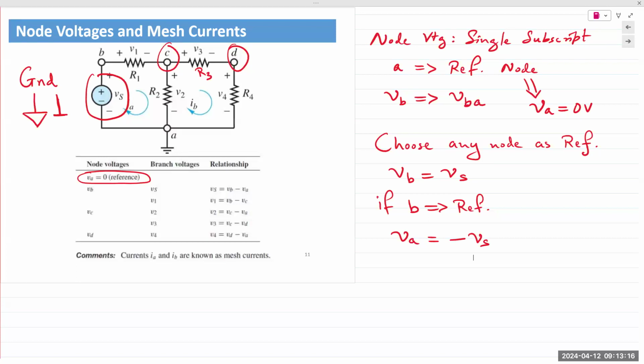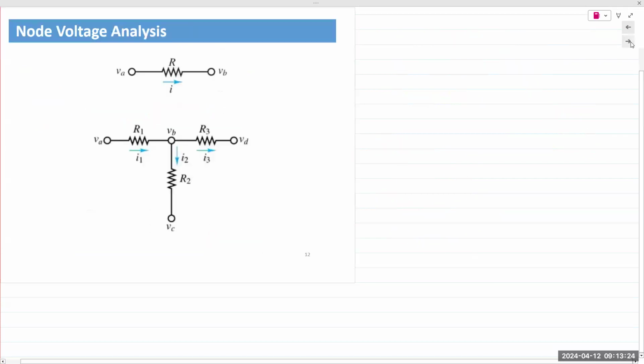So when we are first looking at a new problem or a new circuit, the first thing to do is identify all the nodes. We choose a reference node. Then we apply Ohm's law and KCL to generate our equations. So here in this slide, I will go over how we will write out those equations. And then I will summarize all these steps in the next slide.